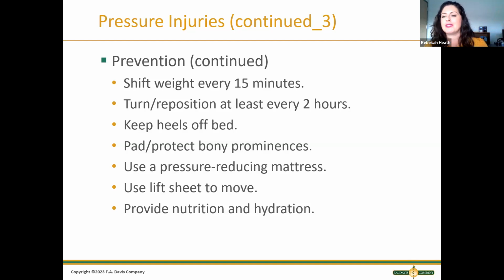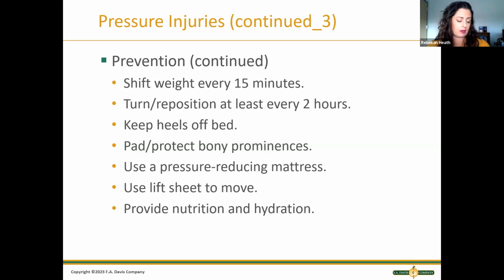We want to make sure we're using a lift sheet to move. When we talked about shearing forces in class, where you have a patient who's up in bed and then they slide down, you can see where the skin is staying this way and the body's going this way. And you can have a shear that happens. If we use a lifting sheet, we're able to help move that patient off of the surface of the bed as we lift them, which helps to prevent that shear.